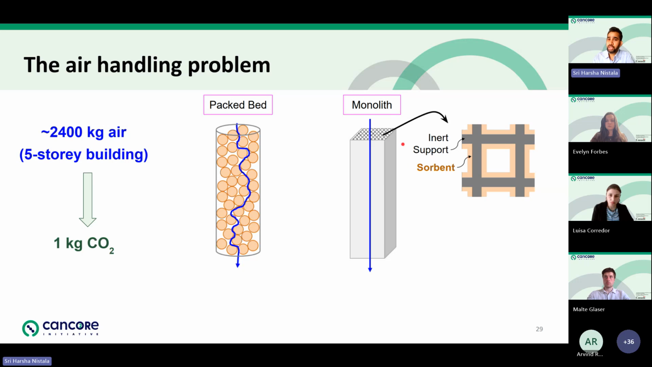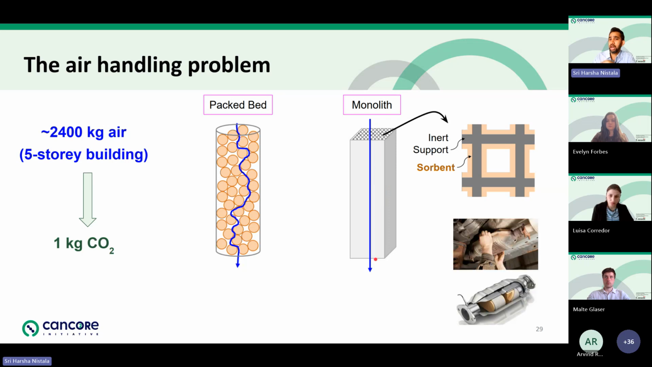And due to the straight channels that are present in the monolith, it is much easier for air to pass through the bed. By the way, monoliths are not new. You would find monoliths in the catalytic converters of your cars. So when it comes to the effort and energy required to pass or move air through the bed, the monoliths have a win. But when it comes to the amount of sorbent present in the vessel, packed beds have a high amount of sorbent because of the way they are packed.